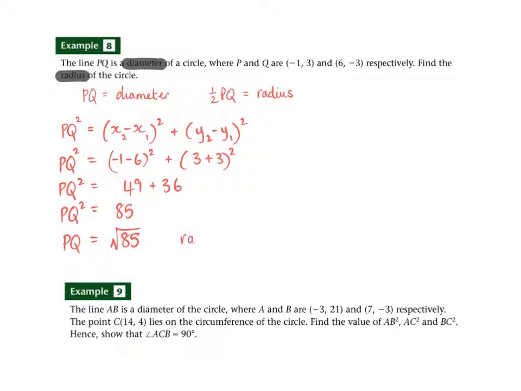And that means that the radius is equal to half PQ, which is equal to half root 85. Or we could write it as root 85 over 2, and you'd be expected to simplify that if it could be. Now, one of the reasons that I've left it in terms of squared is because you'll see with the next example, we use Pythagoras' theorem, and Pythagoras' theorem deals with the square on the hypotenuse and the sum of the squares on the other two sides. So let's move on to example 9.